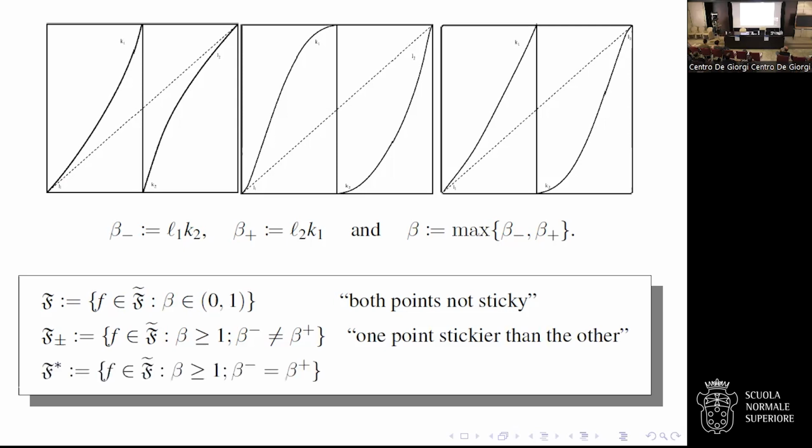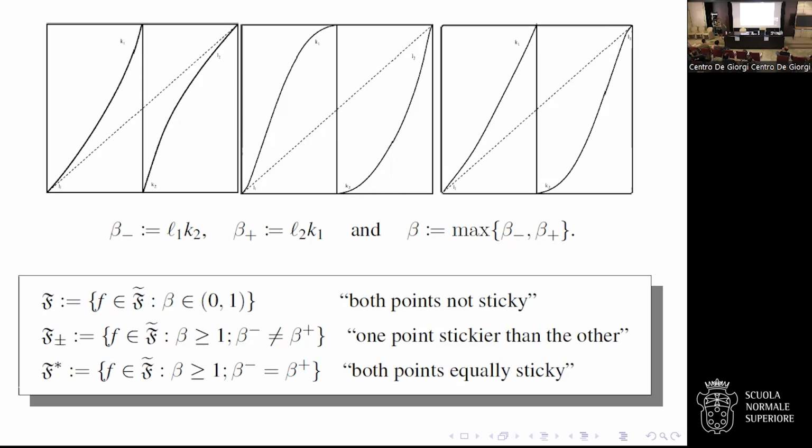And then we have the case in which at least one of them is sticky, possibly both, and they have the same exponent. Actually, in this case they both have to be, because they're the same. So they both are greater than or equal to 1, right? And both points are equally sticky. So notice that this includes everything, right? All the possibilities are included in this very simple classification of these maps.